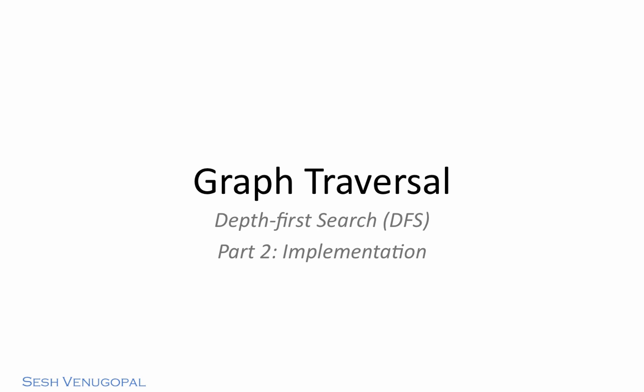This is the second of a pair of videos on depth first search, or DFS, for graphs. In the first part, you saw how the DFS algorithm works on directed and undirected graphs and how to derive its running time. Now you will see how to implement the DFS algorithm in Java on graphs that are stored in adjacency linked lists, a storage scheme that was covered in a separate video.